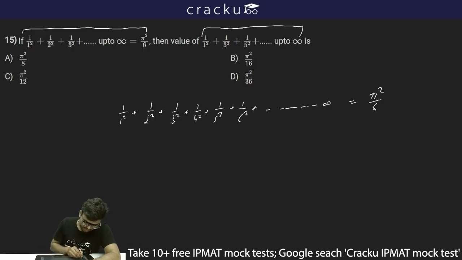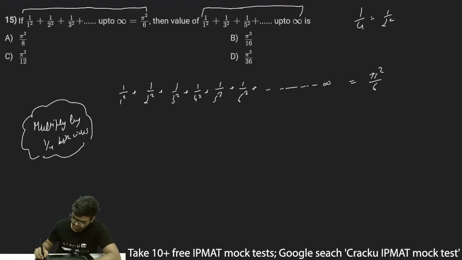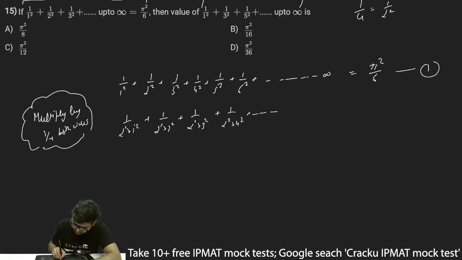What I can do is multiply by 1/4 both sides. Now 1/4 can be written as 1/2². So this will become 1/(2²·1²) + 1/(2²·2²) + 1/(2²·3²) + 1/(2²·4²) and so on till infinity, which is basically 1/2² into π²/6.